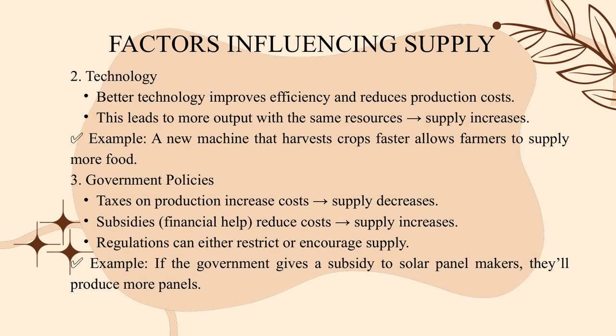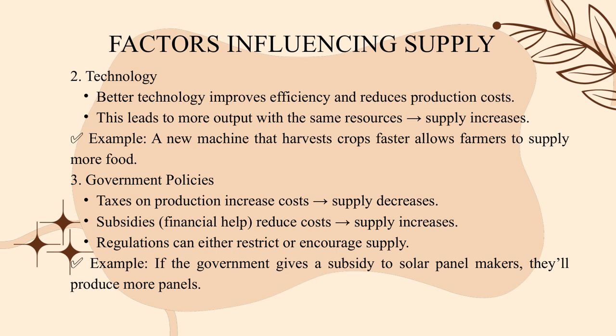Let's talk about technology and how it affects supply. When we have better technology, it generally improves efficiency and helps reduce production costs. This means that producers can make more goods or services using the same amount of resources, which in turn increases supply. For example, imagine a new machine that harvests crops faster. This allows farmers to supply more food to the market.